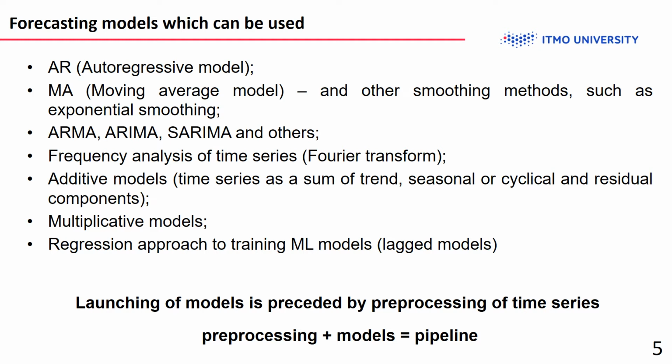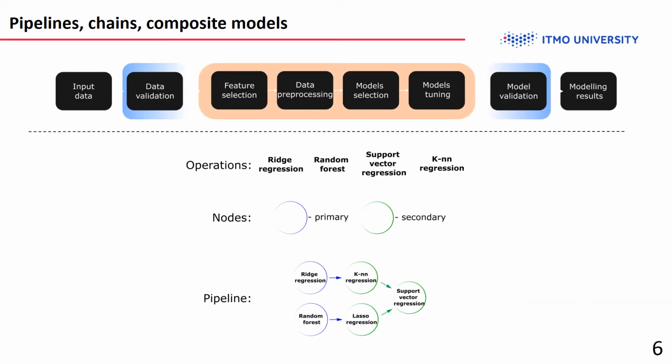Preprocessing plus models here is just a pipeline, a single structure, and we will be talking about such pipelines during this presentation. I am going to use pipeline, chain, and composite model as synonyms. The main idea of data flow in a pipeline is that we give our input data to the primary nodes, then we make a forecast, and this forecast becomes the predictors for the next level model, until the end of the pipeline in the root node.